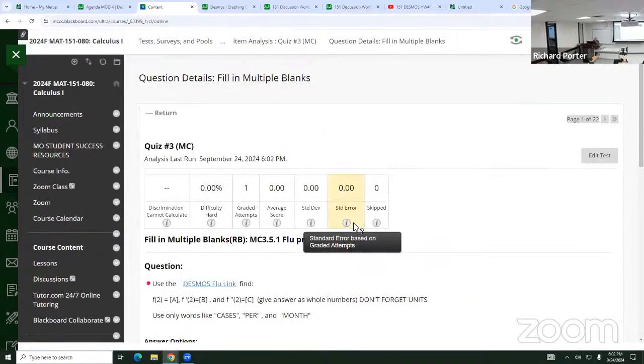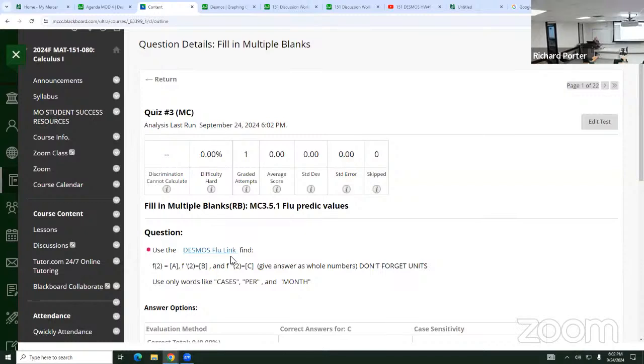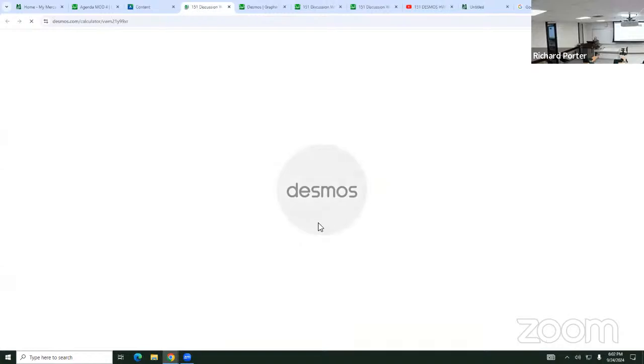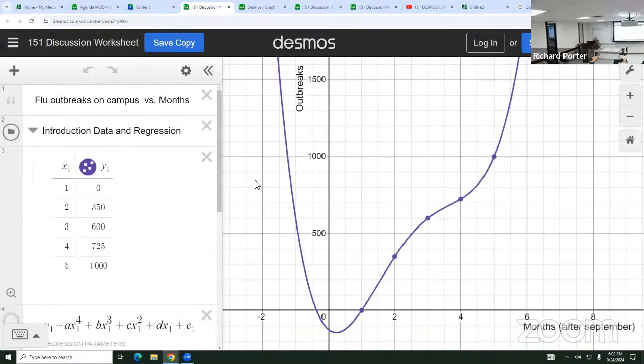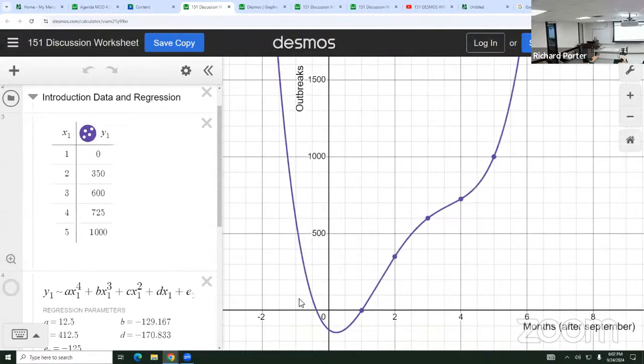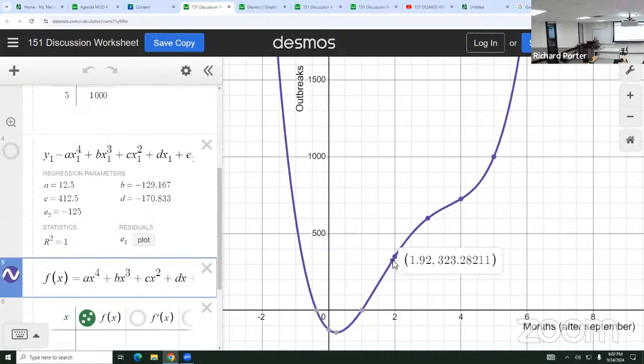Okay, so this is the item analysis for quiz 3. It says use the Desmos link to find these things. Give the answers. Don't forget the units. Cases per month. So it looks like they want f of 2, f prime of 2, and f double prime of 2. If I click on this, I see some data. If I want f of 2, I could just go like this. F of 2 is going to be, looks like somewhere around 2. No, it's around 350. 2 and 350.